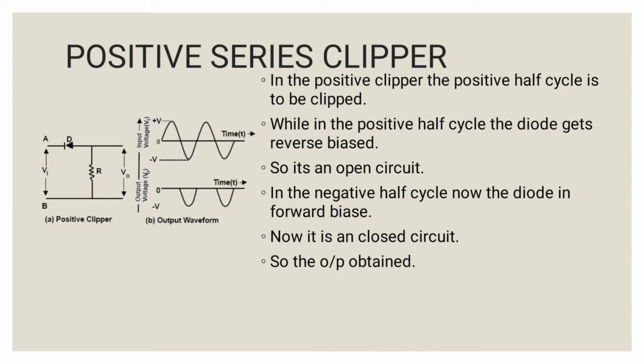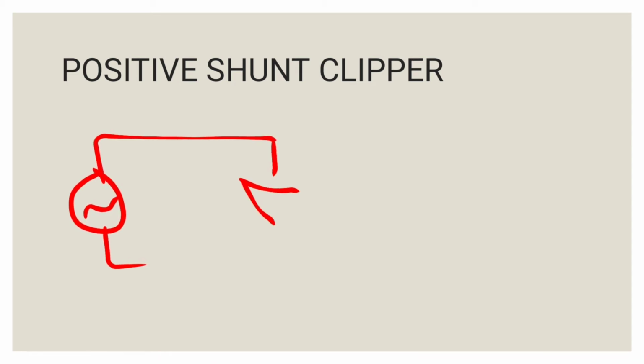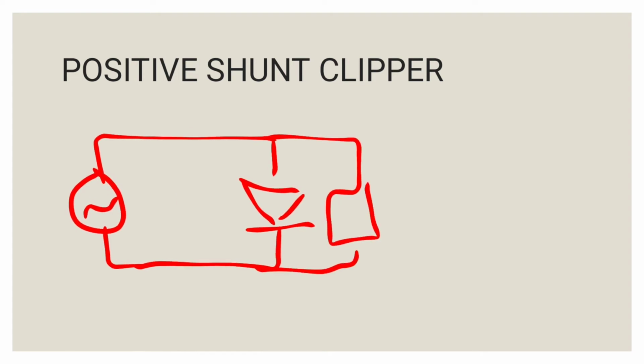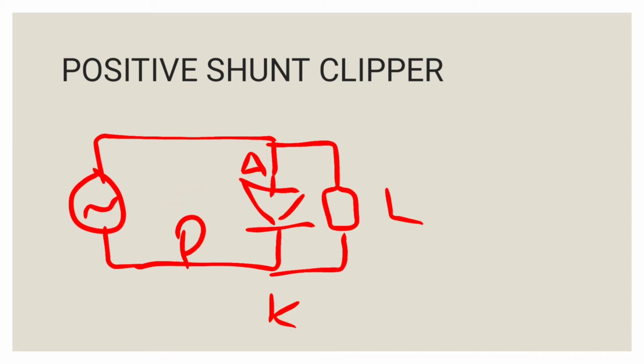Next, we move on to the positive shunt clipper. In this positive shunt clipper, the diode is connected across the load, as I said. The diode's anode is connected to the positive terminal and the cathode is connected to the negative terminal. Now this diode is in the forward bias condition.